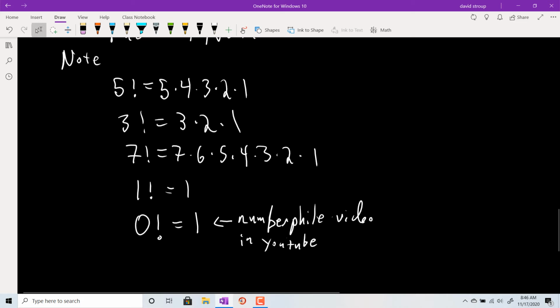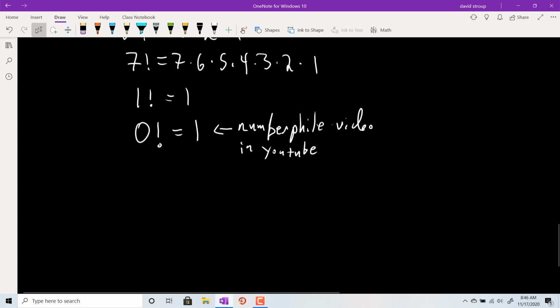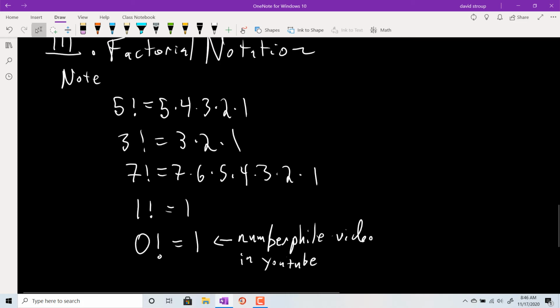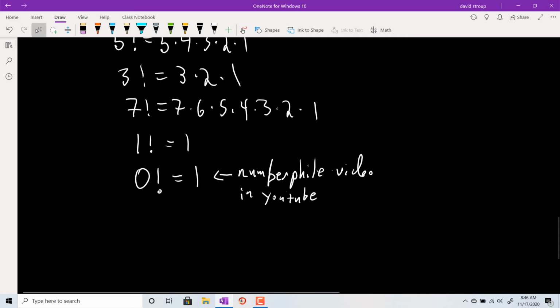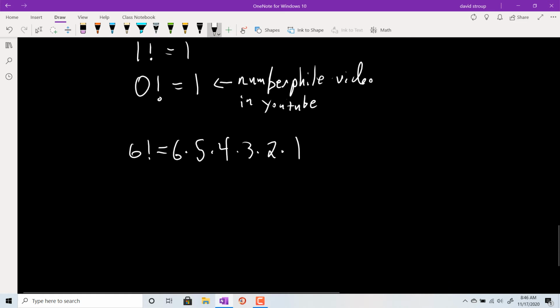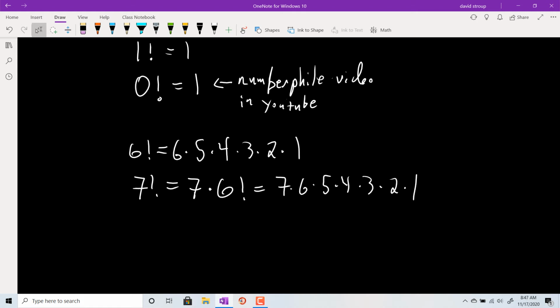Okay. What are some other neat things about factorials? So factorials are kind of recursive themselves. So look, 6 factorial is equal to 6 times 5 times 4 times 3 times 2 times 1, right? 7 factorial is equal to 7 times 6 factorial, right? Because 6 factorial is equal to 6 times 5 times 4 times 3 times 2 times 1.